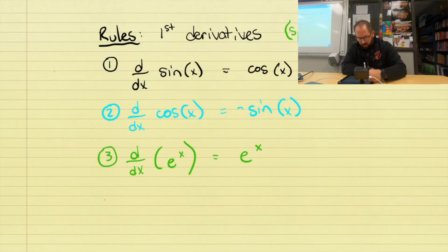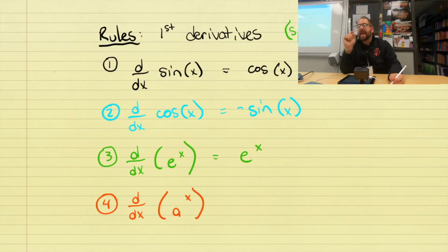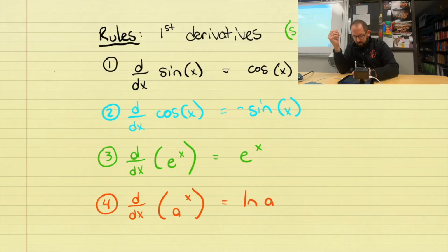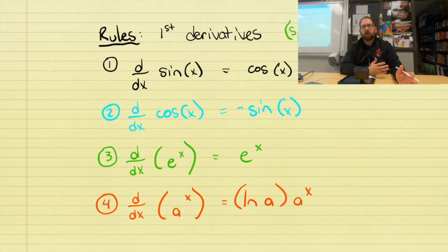The next one, this is the fourth one that we're going to look at today, is the derivative of any other number. I'm going to call it a to the x. a can be any number you want, instead of e, like 8 to the x, or 9 to the x, or 2,000 to the x. Whenever you have the derivative of some constant to an x power, it's going to be the natural log of that number times a to the x. So it's ln of a, the natural log of that number.